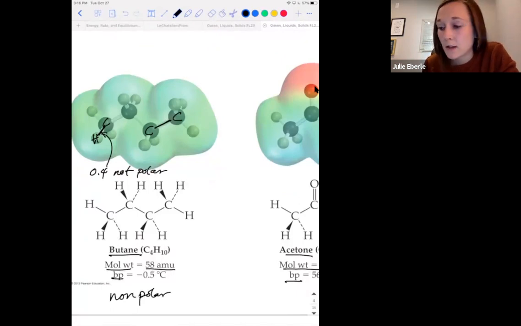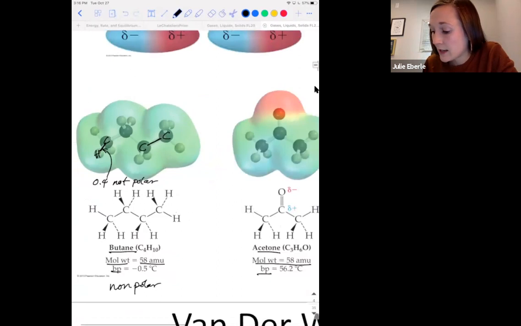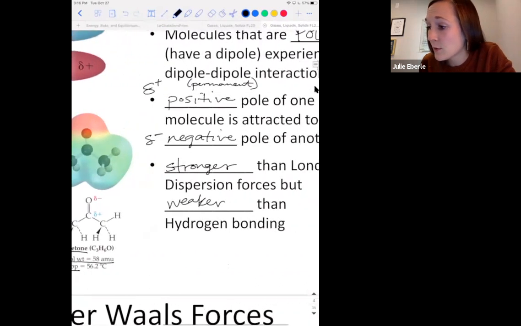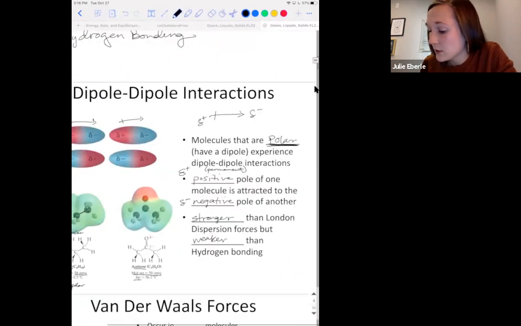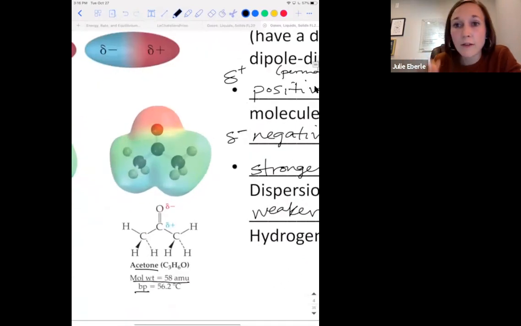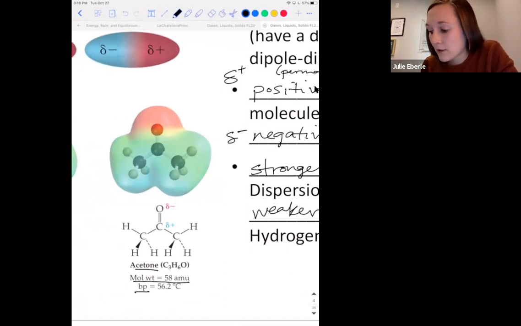All right. So it's non-polar, and therefore it does not have dipole interactions. Remember, dipole interactions only occur in molecules that are polar. So let's look at acetone now. Anybody ever dealt with fingernail polish remover? That's essentially acetone. Look at this molecule of acetone.